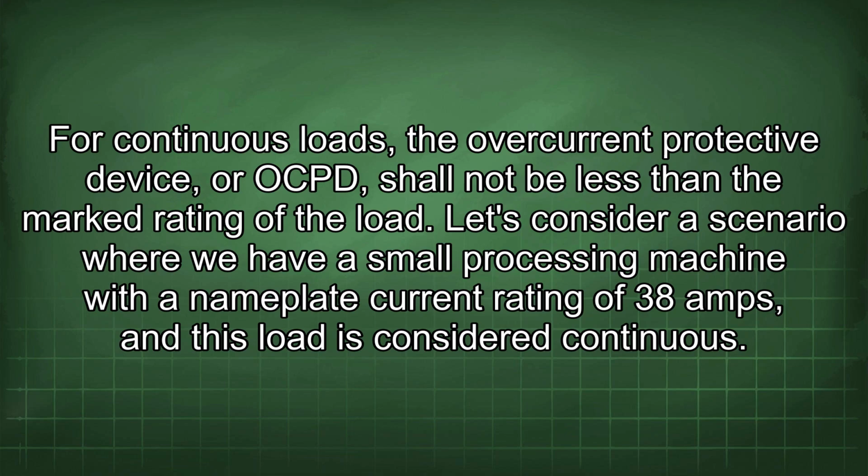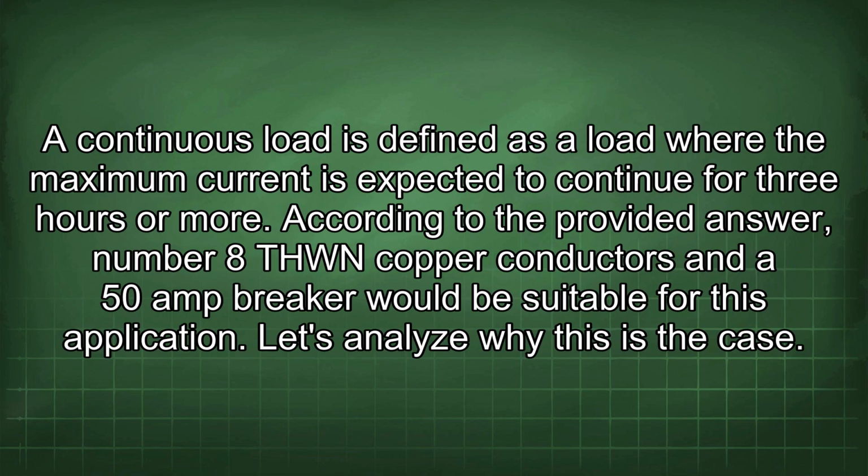Let's consider a scenario where we have a small processing machine with a nameplate current rating of 38 amps, and this load is considered continuous. A continuous load is defined as a load where the maximum current is expected to continue for 3 hours or more. According to the provided answer, number 8 THWN copper conductors and a 50 amp breaker would be suitable for this application. Let's analyze why this is the case.